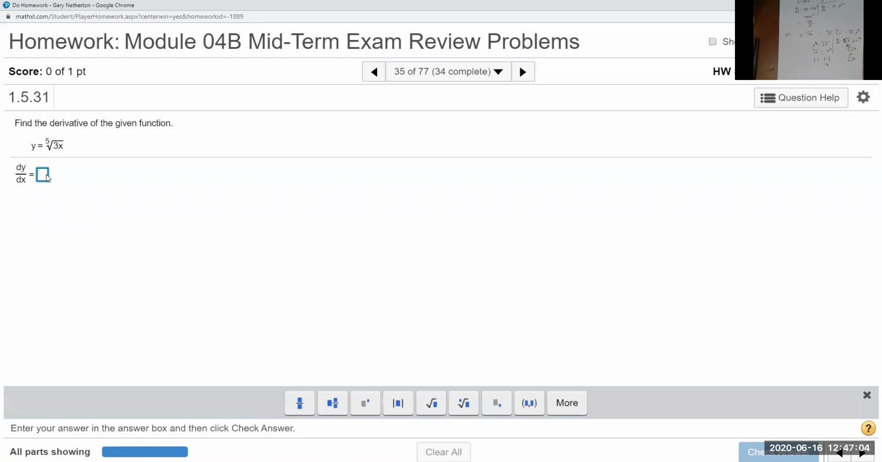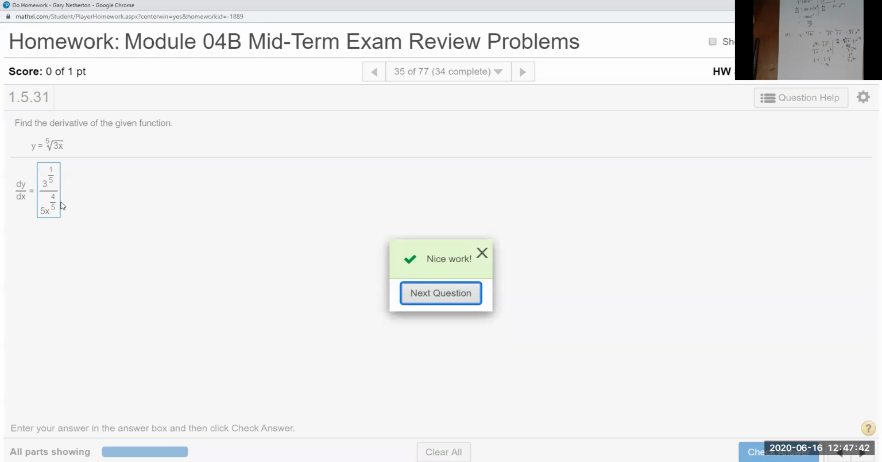So let me do a fraction. This is sort of messy, so let me go ahead and type 3. I'm going to use this exponent tool since this is going to get messy. For the 1/5, and then 5x to the 4/5. I wonder if they'll like that. Wow, I was happy with it. That's nice.